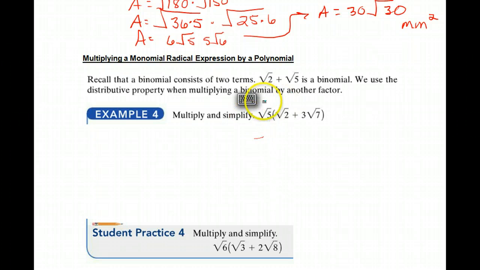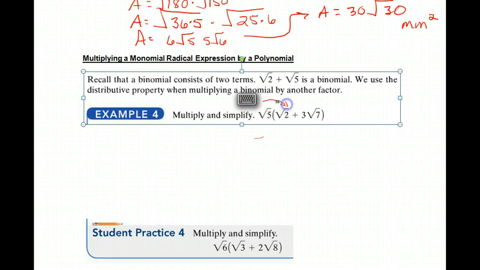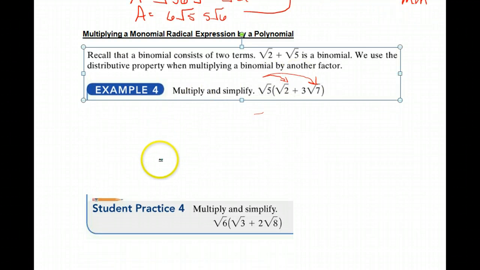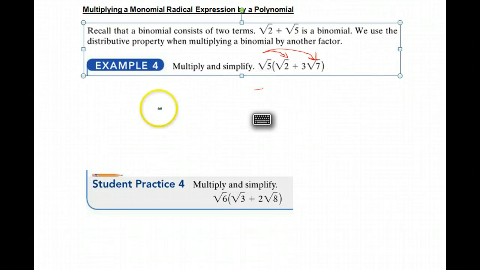We're going to distribute, as I mentioned, the root 5 in. And when we do so, root 5 times root 2 will make root 10. We're simply going to multiply what's underneath the radical. Then we multiply the coefficients. 1 times 3 is 3. And then we multiply the radicands. 5 times 7 makes root 35.